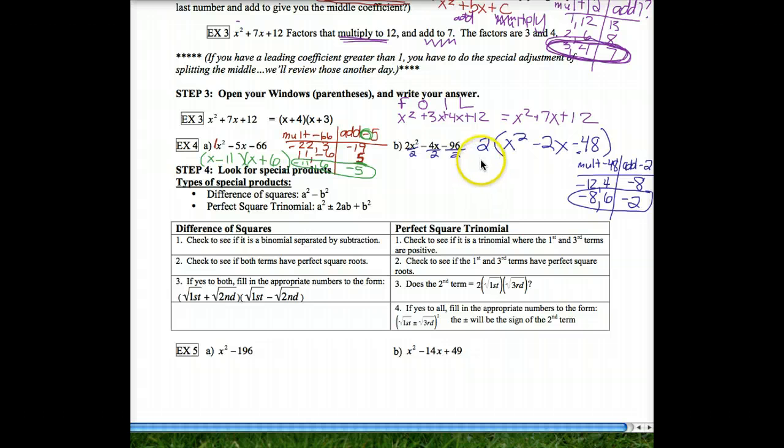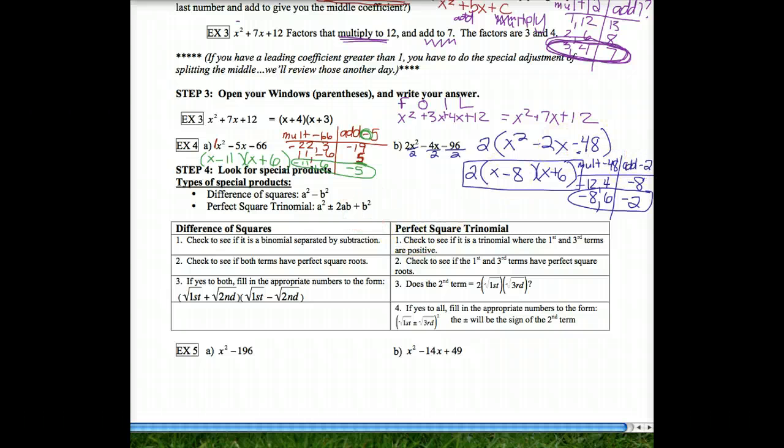Do not forget to bring down the GCF. It's still part of your answer. I'm going to open my parenthesis windows and fill in my answers here. So negative 8 here and positive 6 here. And there we go.